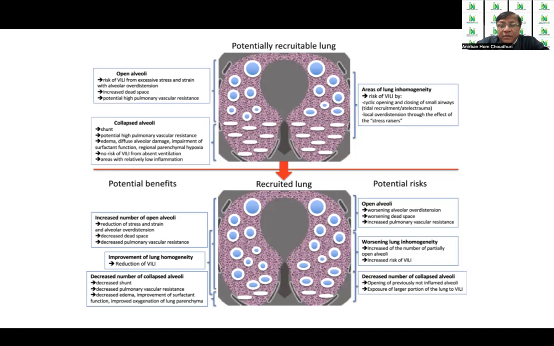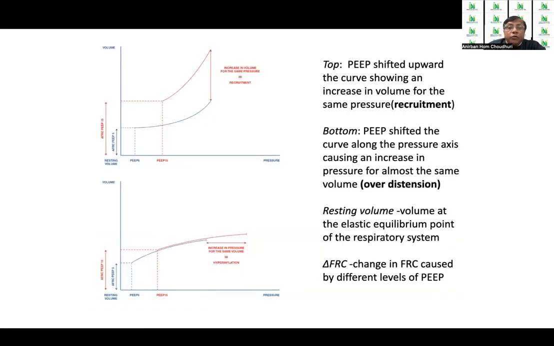However, it comes with potential risks. Opening alveoli can cause alveolar overdistension in the normal alveoli. It can worsen the dead space. It can increase the pulmonary vascular resistance, and it can also worsen the lung inhomogeneity, because there can be an increase in the number of partially open alveoli if it is not optimal, and there can be an increased risk of VILI. So there are both potential benefits and potential risks, and all these benefits and risks need to be weighed properly before going for recruitment.